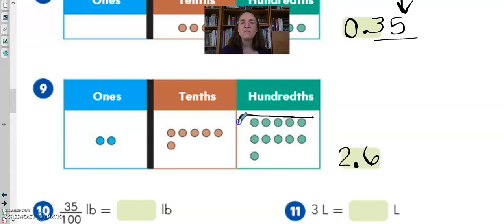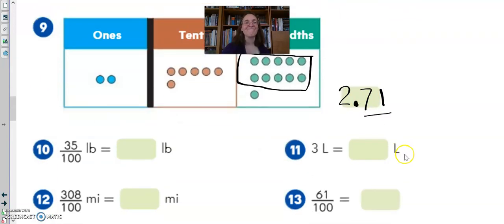So if these are in strips of 5, maybe you remember those handy dandy 10 frames from when you were in 1st grade, that's a group of 10. So I've got to get out my trusty eraser. Mathematicians love erasers. And I don't just have these 6/10ths. I'm going to regroup these and make it 7/10ths and 1/100th. And I would read this 2 and 71/100ths.